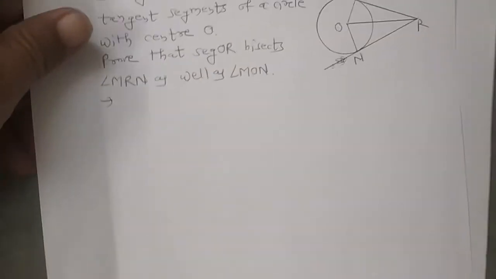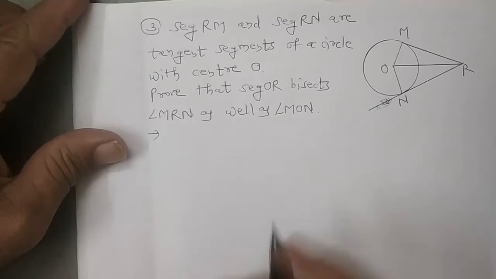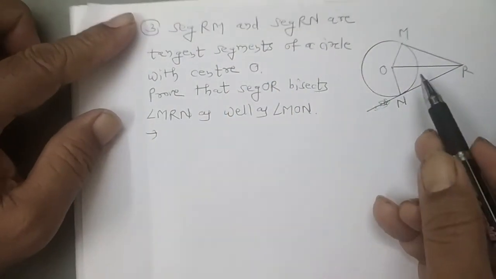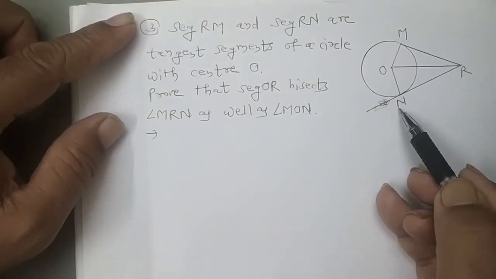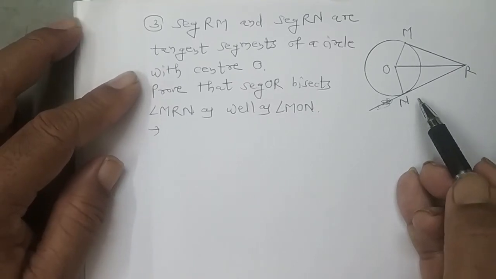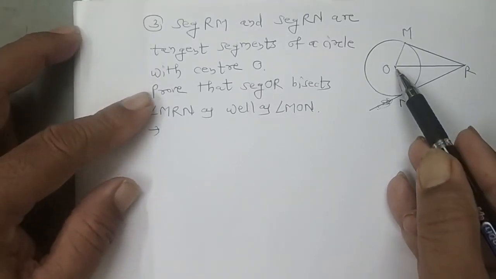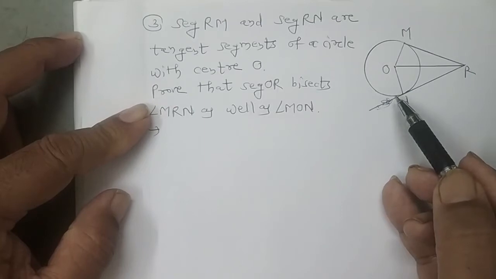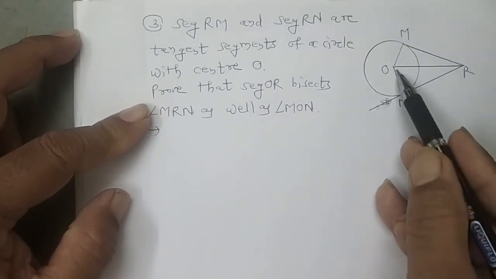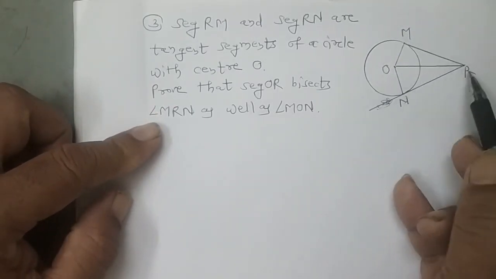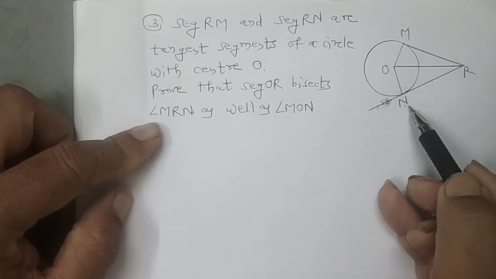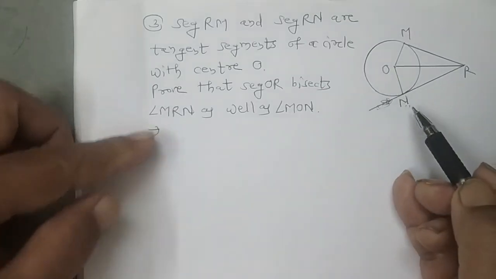Now, third example. Segment RM and segment RN are tangent segments of a circle with center O. Prove that segment OR bisects angle MRN as well as angle MON.